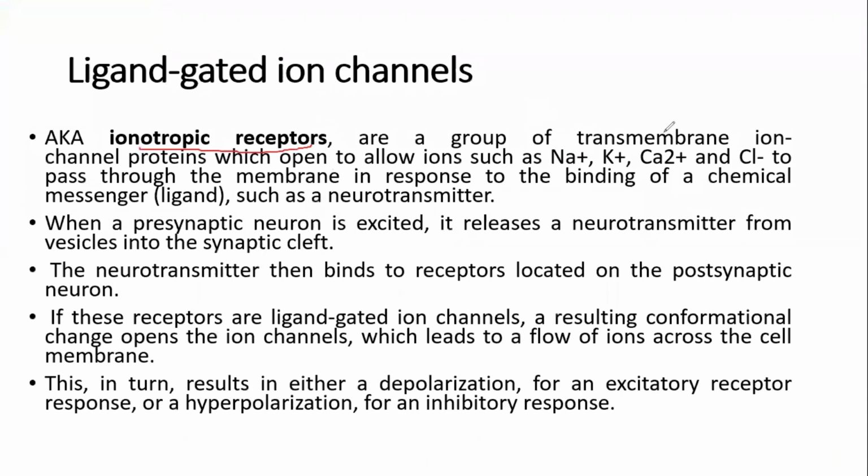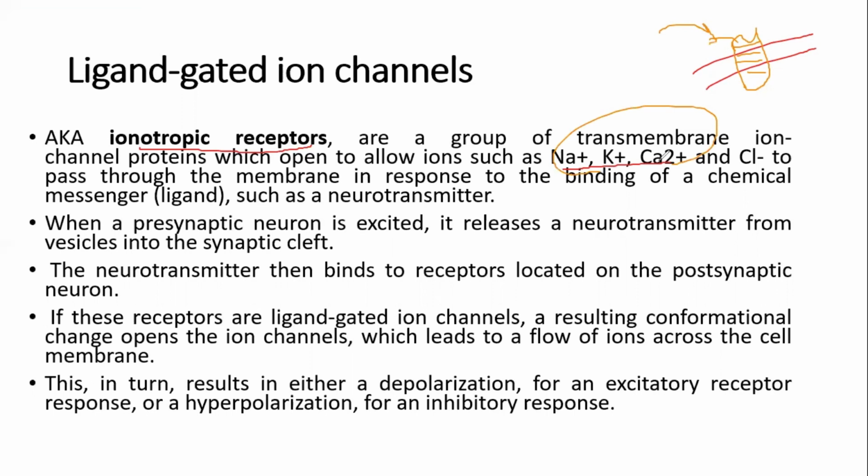Again, they are a group of transmembrane ion channel proteins which open to allow ions such as Na plus, K plus, calcium. Now you must be thinking, what is the difference between this ligand gated and what we discussed yesterday? Suppose a plasma membrane is there and these ligand gated channels are there. In this ligand gated channel, something else comes and binds, and it opens for Na plus, K plus, calcium 2 plus.